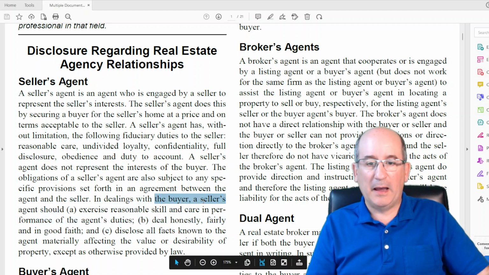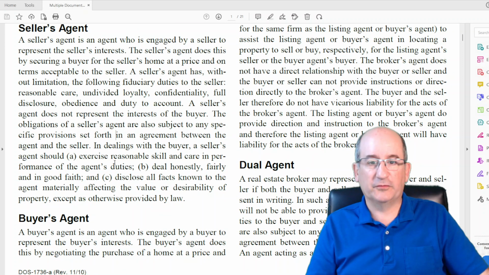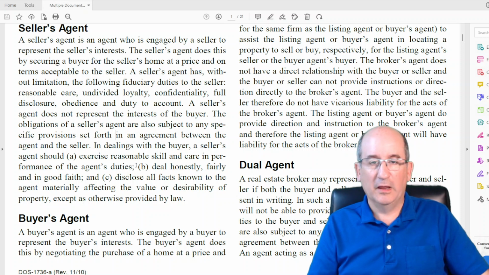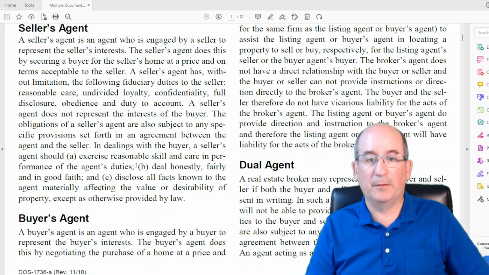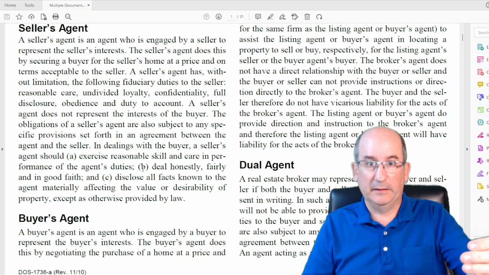In dealing with a buyer, a seller's agent should exercise reasonable skill and care in performance of the duties. In other words, do your job well and do your job right. Deal with them honestly, fairly, and in good faith. You don't lie to them. You don't stretch the truth. You tell them, here's what it is, right?